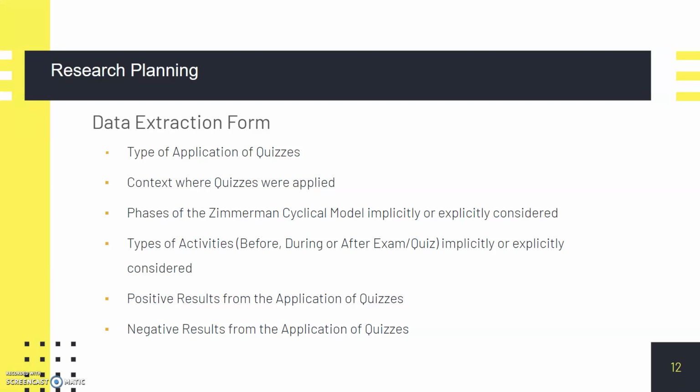In our process, we defined the data extraction form to help us answer the questions. This data extraction form was composed of the following fields: the type of application of quizzes, the context in which quizzes were applied, the phases of the Zimmerman cyclical model that were considered either implicitly or explicitly, the types of activities that were considered implicitly or explicitly, and the positive results from the application of quizzes and the negative results from the application of quizzes.